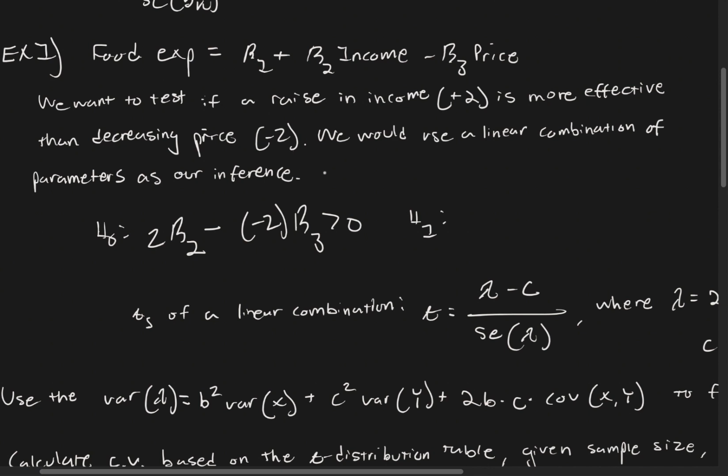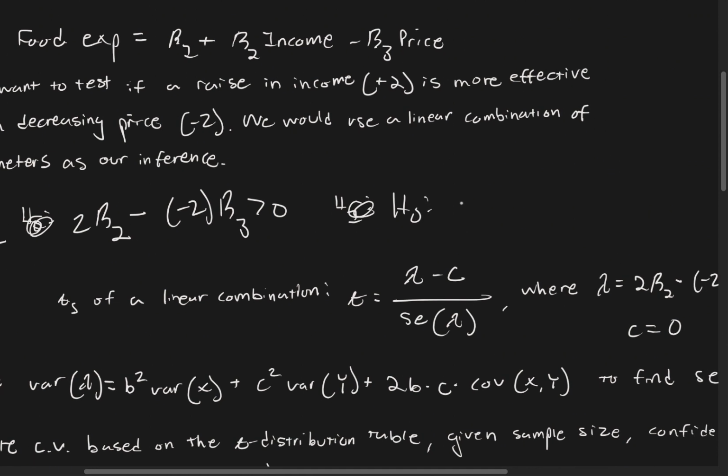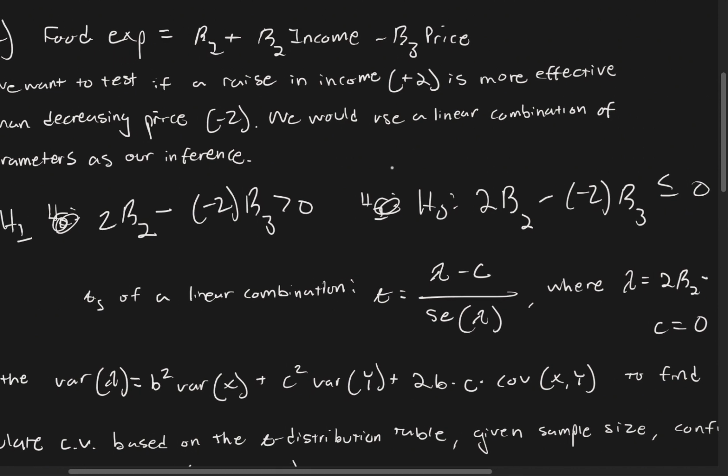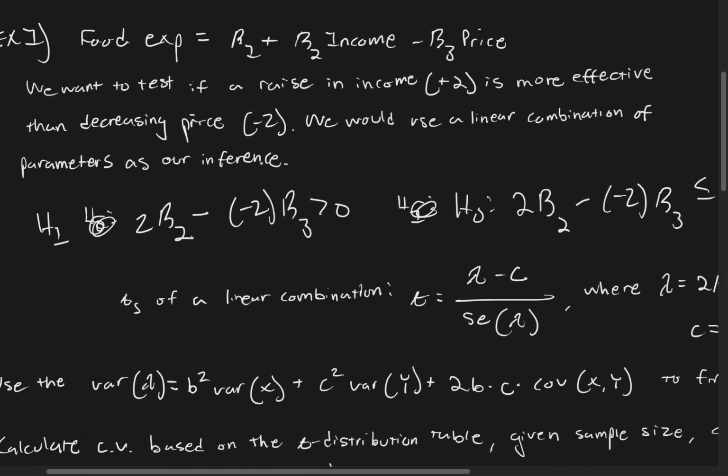I think I made a mistake here, so this should actually be the alternate hypothesis. And then our null should be that a raise in income is not more effective than a decrease in price. So the null is that this is not true, essentially. And then the alternative is trying to reject that, which is saying a raise in income is more effective than decreasing the price.